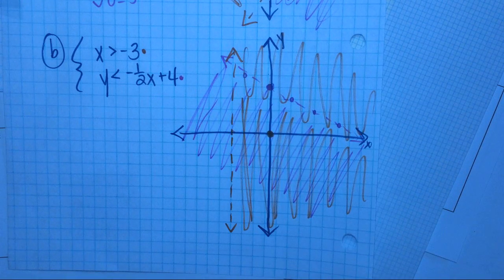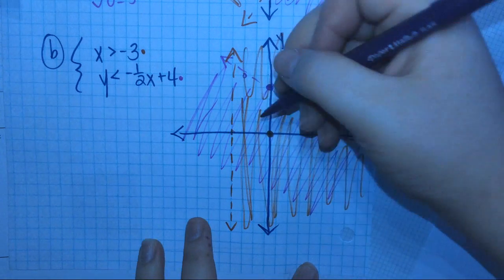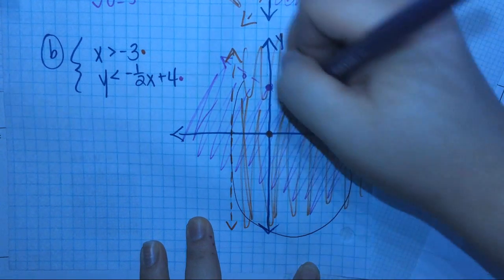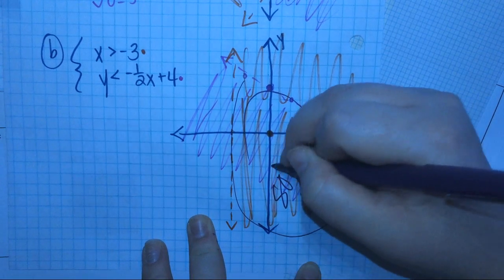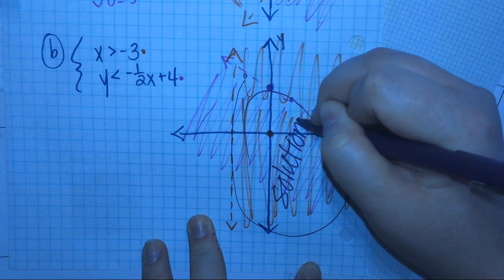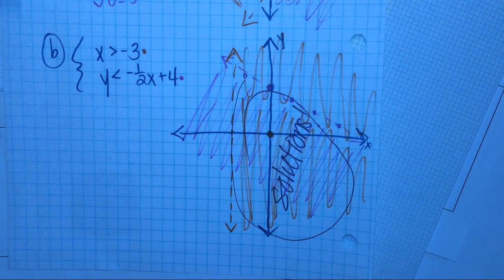But the solution set is going to be where I've shaded twice. I've shaded both pink and brown. So this region, I don't even have to circle it. It's that big. That's where all my solutions exist. Notice 0, 0 again made this solution set. So you could always plug in 0 and make sure it all works out.